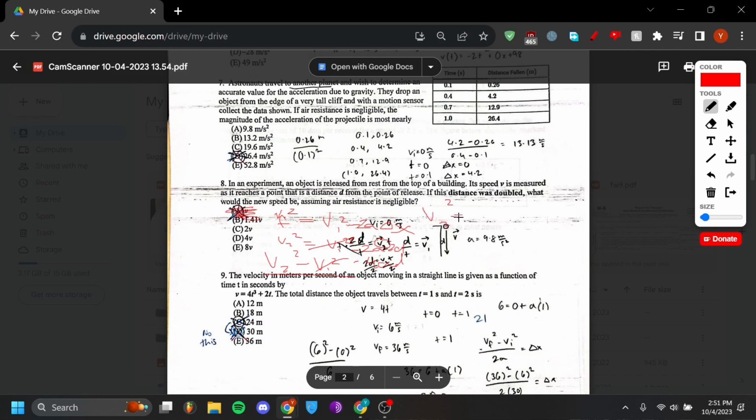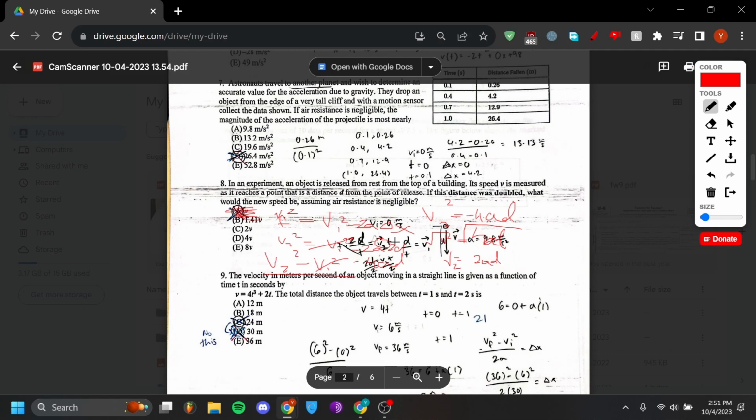Alright, so v squared equals 4AD. That's negative 2. Acceleration is going to be negative 9.8, so it's going to become positive anyway. So it's going to become 4AD, really, v squared. And then v equals 2AD. So that's what v2 is equal to.